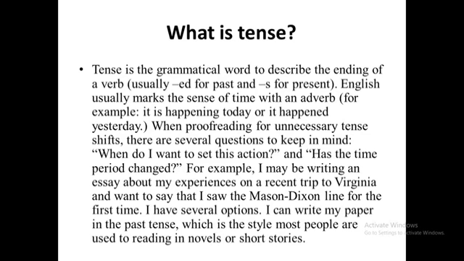When proofreading for unnecessary tense shifts, there are several questions to keep in mind. When do I want to set this action? And has the time period changed? For example, I may be writing an essay about my experiences on a recent trip to Virginia and want to say that I saw the Mason-Dixon line for the first time. I have several options. I can write my paper in the past tense, which is the style most people are used to reading in novels or short stories.